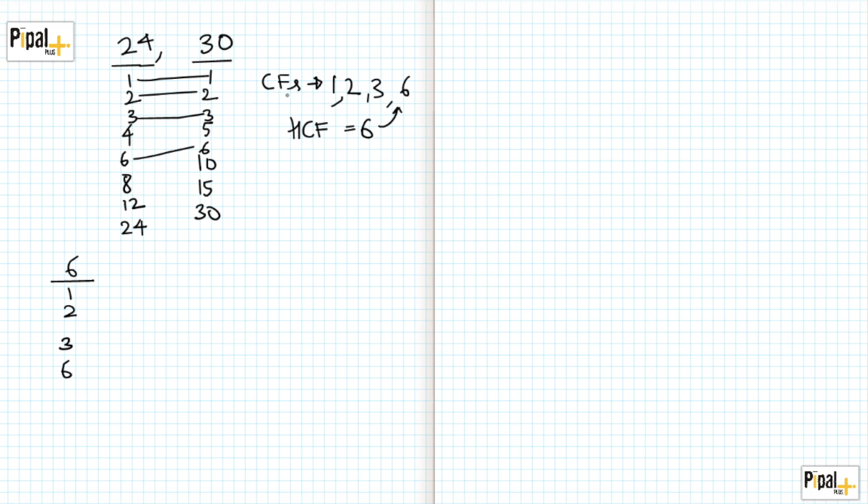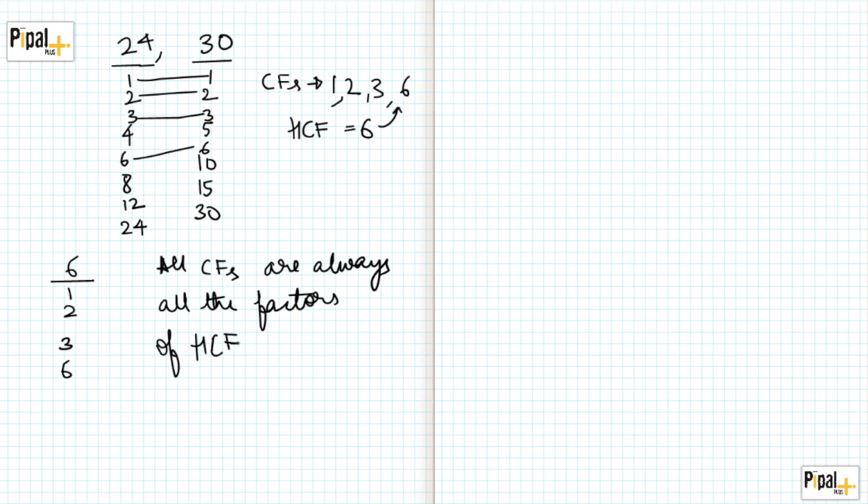Now take a look here. The common factors across these two numbers are 1, 2, 3, 6. The factors of 6 are 1, 2, 3, 6, right? So interestingly, the point I'm trying to make here is that all common factors are always all the factors of the HCF, right?